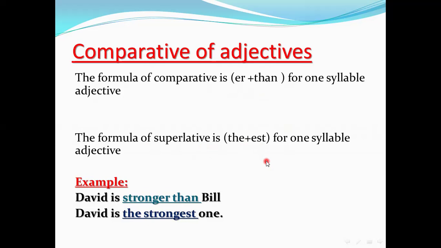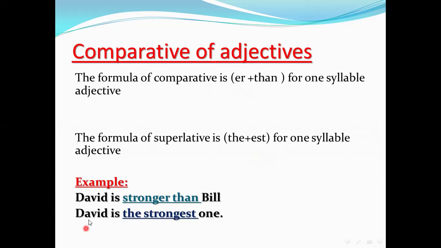When we talk about more than one syllable in the superlative form, we do what? We use "the most" and put the long adjective at the end, like the most beautiful, the most careful, the most dangerous. So here it is "the" plus "most" plus the adjective.